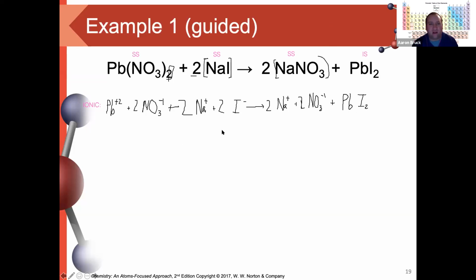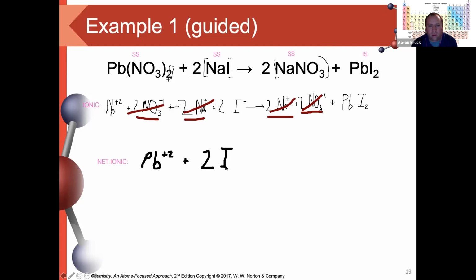So are there ions that are common to both sides of this equation? I can look at this and say, okay, wait, I've got nitrate on both sides, two nitrates on both sides, in fact. So those will cross out. And I've got two sodiums on each side. So those will cross out as well. And so the net ionic equation would be just the lead ion and the two iodide ions making the lead two iodide solid.